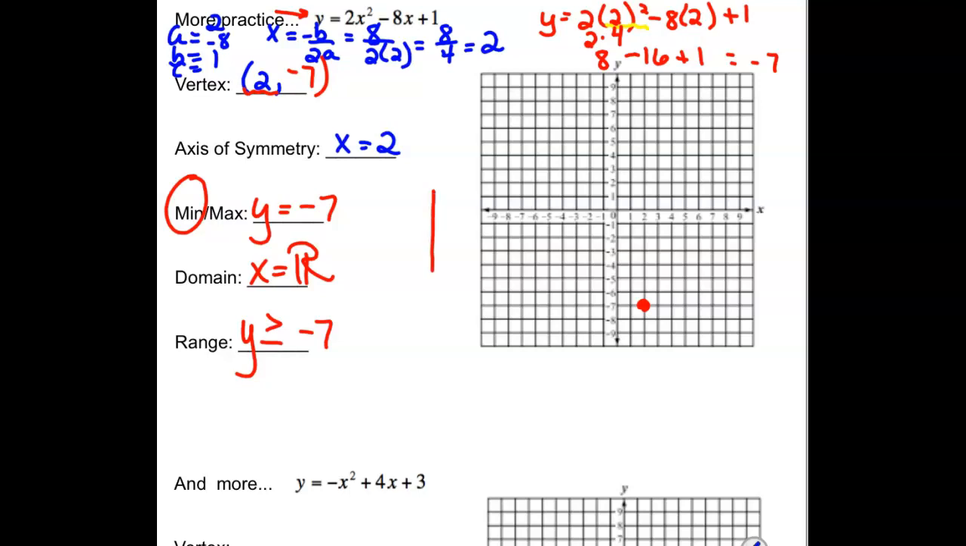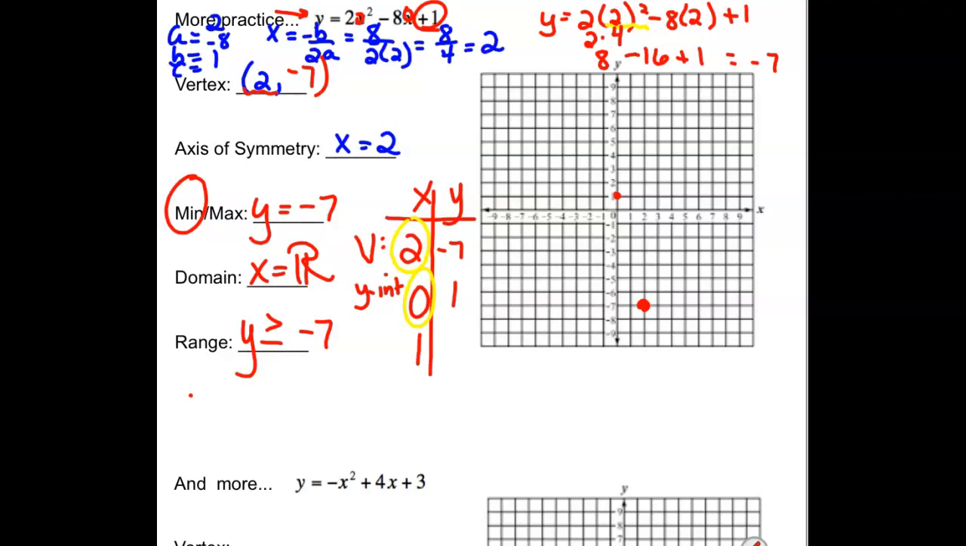Now, we need some more points before we can actually finish this graph. We know the vertex is at 2, -7. So I'm going to label that with V. My y-intercept is always going to be 0, c. So if I put 0 in here for my x's, the only thing I have left is that 1. So let's graph 0, 1. And then we need to find one more point. Since we have a value where x is 2 and we have one at 0, let's go ahead and fill in the piece in between. Let's put a 1 in there.